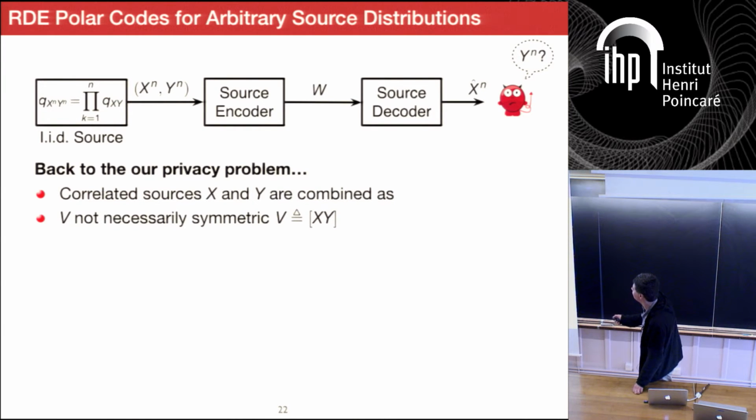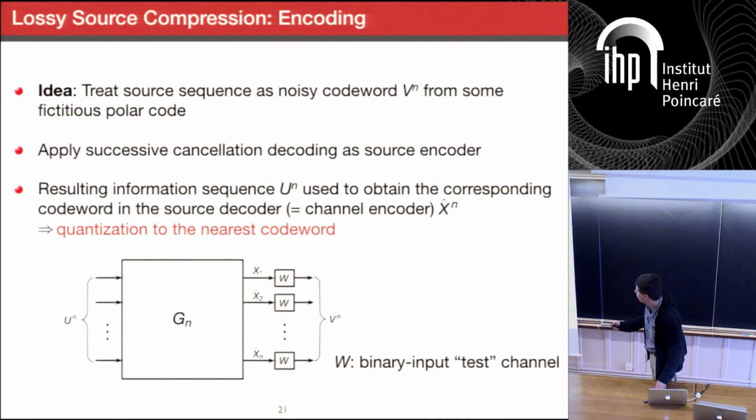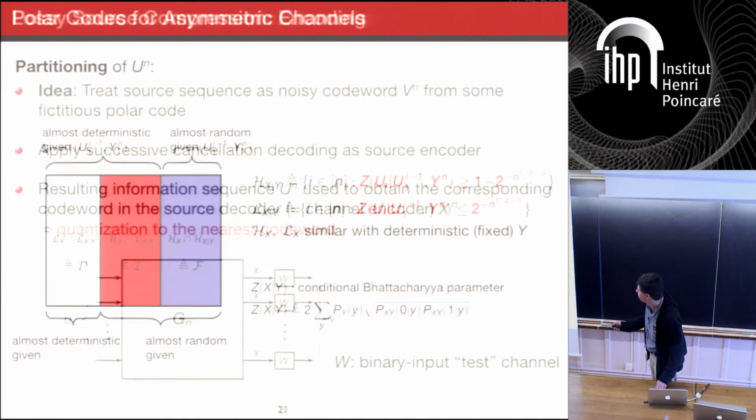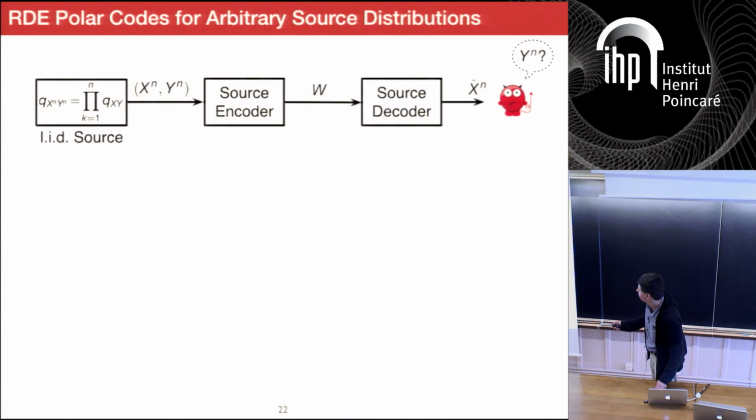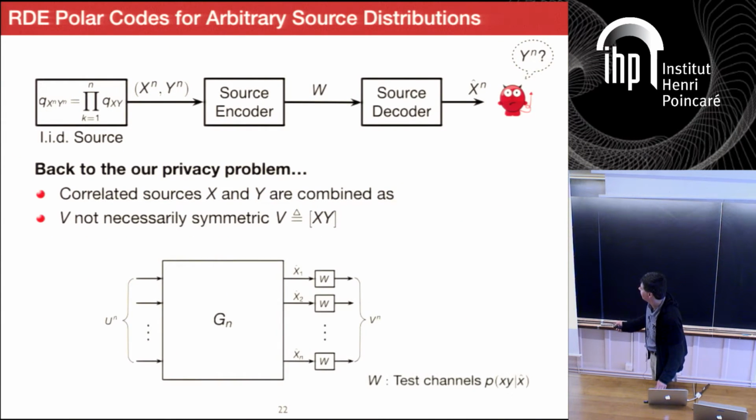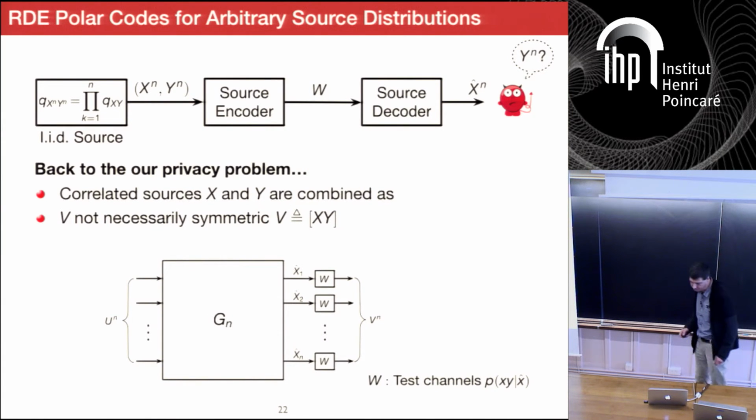So again, x and y are now combined into v. In the previous setup, this is now my x and y combined here. Here I have it again. The test channel is now given as, or the inverse test channel is given as, no, this is actually the test channel. It's p, the test channel, p of x y given x z.